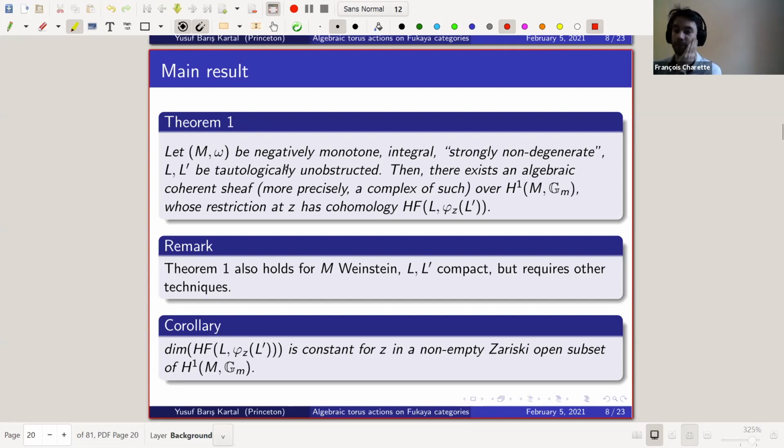Okay, thank you. But when I say it holds for positively monotone, I mean I don't know examples in the positively monotone case because I need non-vanishing first Betti number for sensible examples, and the non-degenerate condition to hold.